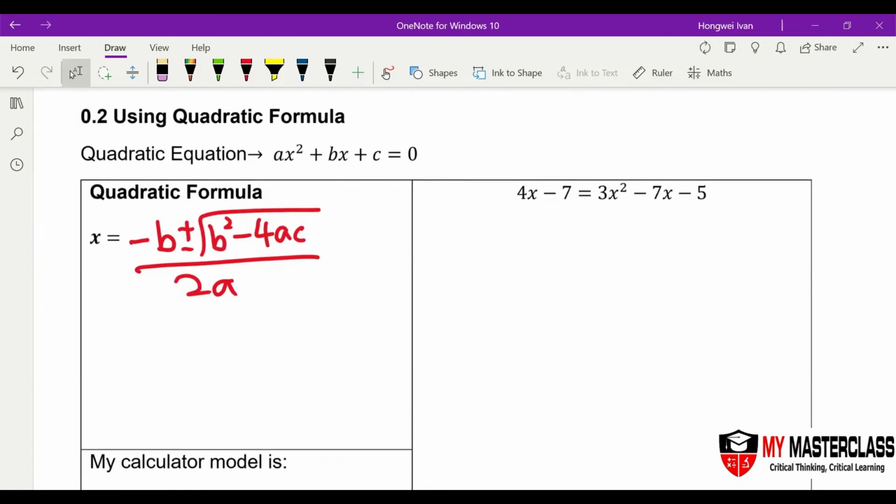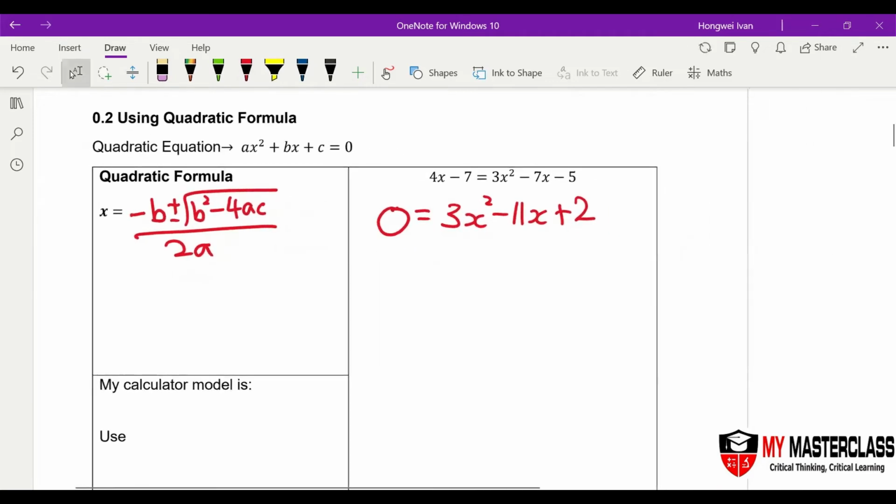Okay, so if you have a quadratic equation like that, the quadratic equation must always be equal to 0. So 0 equals 3x squared minus 11x plus 2. This is the standard way of presenting. Your a is 3, your b is negative 11, your c is 2.